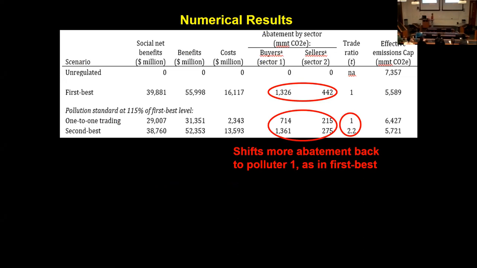Here's our numerical results. The unregulated case, you can barely see it, it's cut off. We have net benefits, split up into benefits and costs. You can see the abatement by sector in millions of metric tons of carbon equivalents.